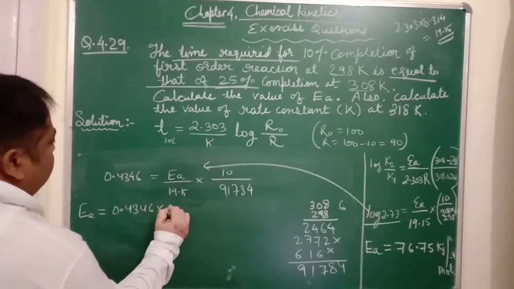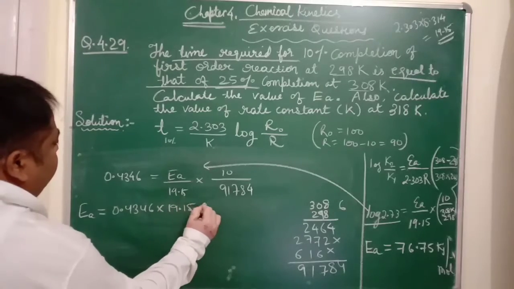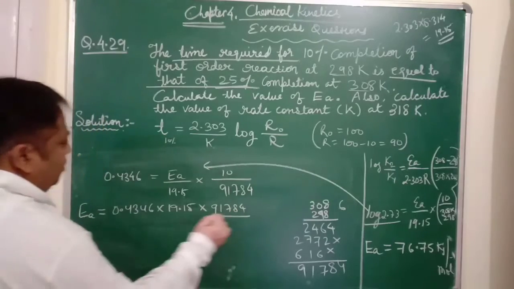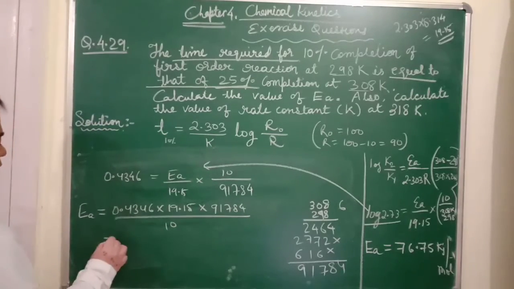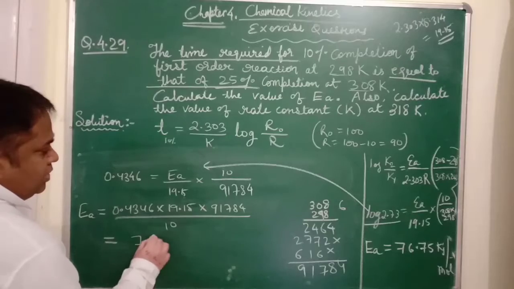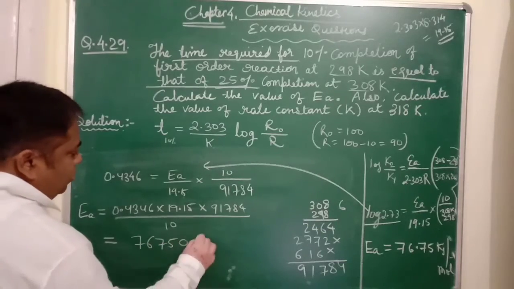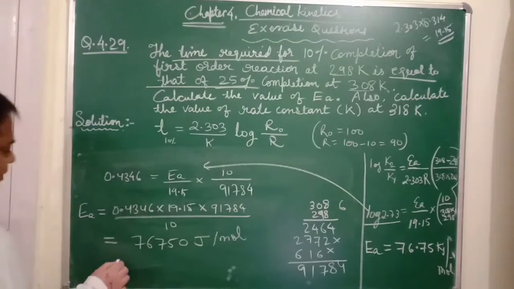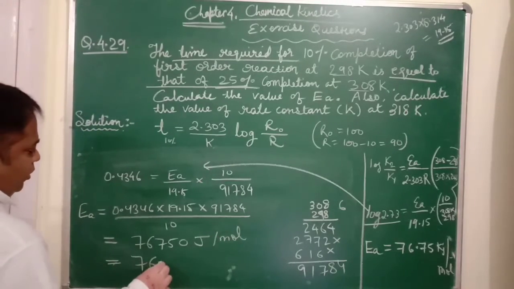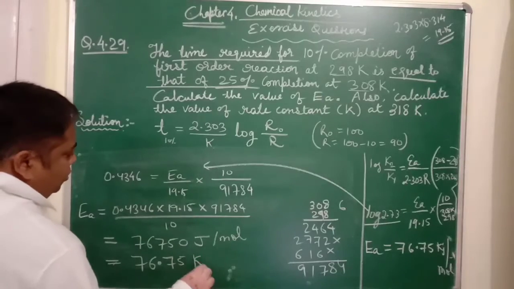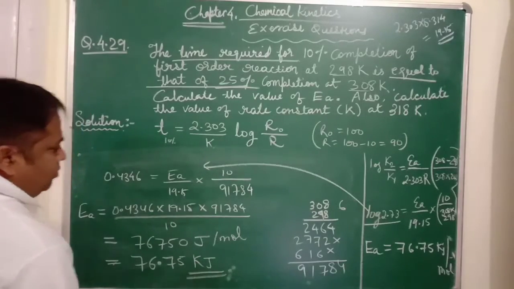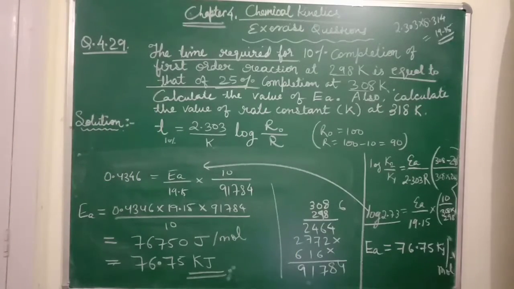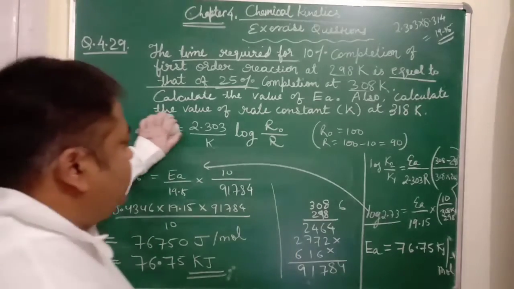So very clearly Ea will be equal to 0.4346 into 19.15 into 91784 divided by 10, which is equal to 76750 joule per mole. It can be written as 76.75 kilojoule. So the calculation is also shown to you. Now there is the second part of the question.